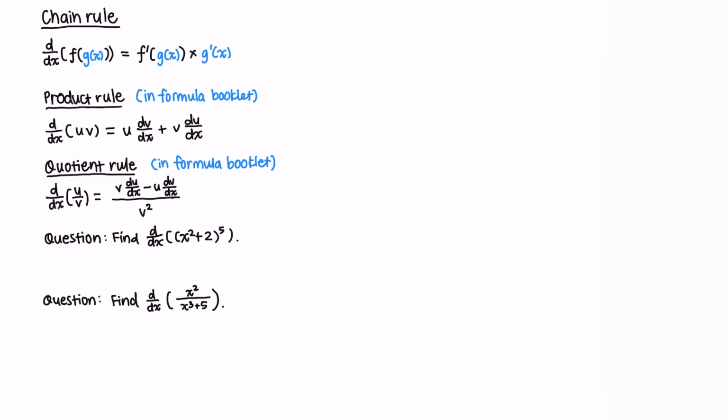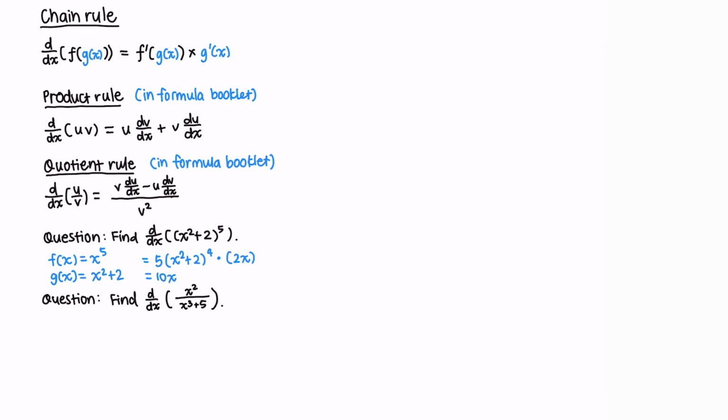Now let's do a few questions. Find d over dx of (x squared plus 2) to the power of 5. Now what we can do is use chain rule. We know that f(x) will just be x to the power of 5, and g(x) will be x squared plus 2. So if we do this, this just equals f prime. F prime is 5x to the power of 4, but we want to substitute g(x) inside, so this becomes (x squared plus 2) to the power of 4, and then times g prime(x). If we differentiate, this becomes 2x. So this is just 10x times (x squared plus 2) to the power of 4.